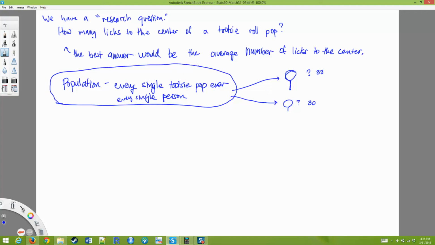But that's what we want to know. How many licks to the center of the Tootsie Roll Pop? We want to know, hypothetically, if we could figure out how many licks this person takes and this person takes and this person takes for every single possible Tootsie Pop that they might encounter, that would be the average number, okay?